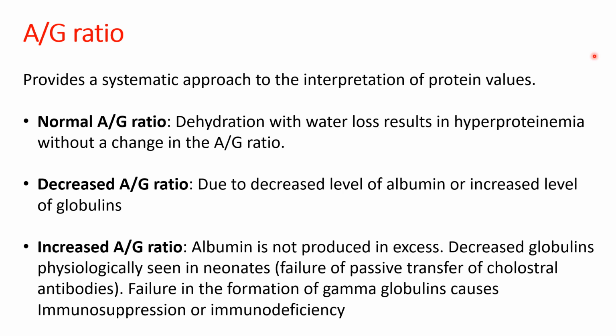Now moving on to the AG ratio or albumin globulin ratio. It provides a systematic approach for the interpretation of protein values. Dehydration with loss of water results in hyperproteinemia but without a change in albumin globulin ratio. Decreased albumin globulin ratio is due to decreased level of albumin or increased level of globulin. Increased AG ratio: albumin is usually not produced in excess. Decreased globulin is physiologically seen in neonates due to failure of passive transfer of antibodies, and failure in the formation of gamma globulins causes immunosuppression.